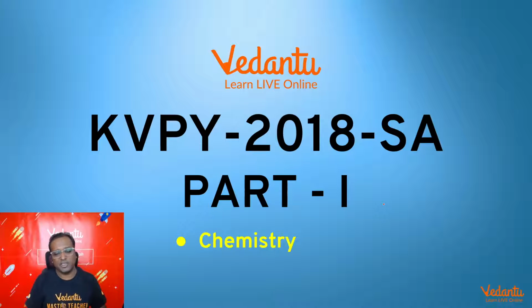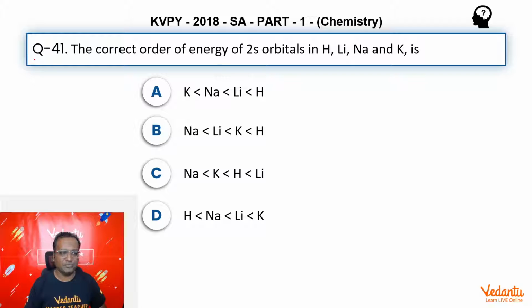Today we are going to talk about KVPY 2018, 11th standard, SA, part 1, chemistry section, question number 41. The question is: the correct order of energy of 2s orbitals in 4 atoms, hydrogen, lithium, sodium, potassium is, and we have been given 4 options.